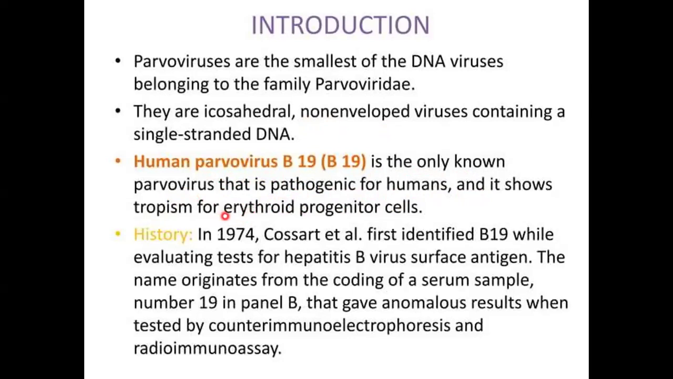A brief history. In 1974, Cossart et al., so this is our research, first identified B19 while evaluating tests for hepatitis B virus surface antigen. The name originates from the coding of the serum sample, number 19 in panel B, that gave anomalous results when tested by counter-immunoelectrophoresis and radioimmunoassay. This is just a bit of history so that you know why it's called parvovirus B19.